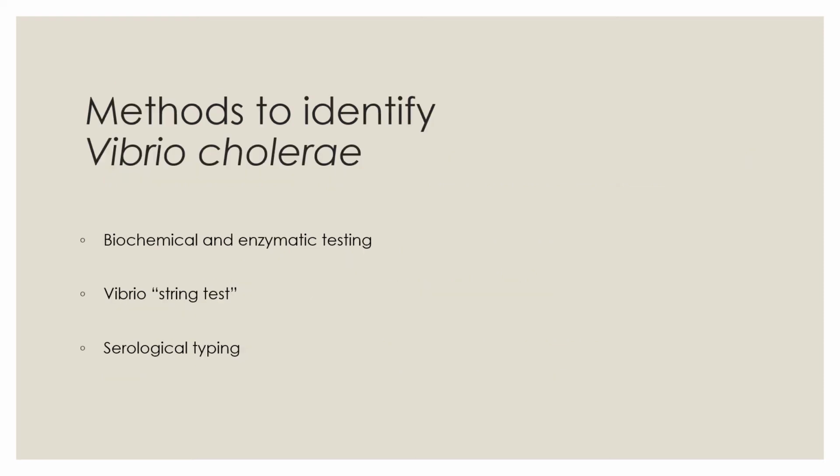Cholera can be identified in a number of different ways. One way we can identify Vibrio cholera is by biochemical and enzymatic testing, where we're looking at the metabolic activities of the organism. One way that we can identify it is by using an analytical profile index strip that will actually code out the organism Vibrio cholera. We can do what's known as the Vibrio string test, where we emulsify the colony in 0.5% deoxycholate, touch it with a loop, and move it away from the slide. If there's a mucus-like string that appears between the organism and the slide, that is a positive Vibrio string test. And then finally, like most gastrointestinal pathogens, we can serologically type this organism.